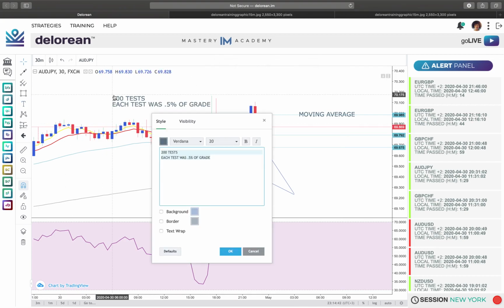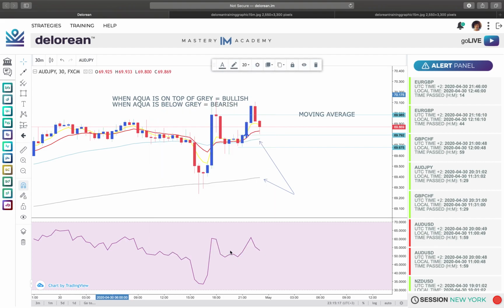Let me write this out so you have this. Okay, when the aqua is on top of the gray, it's bullish. Okay, when aqua is below gray, it is bearish. Those are the only two scenarios, and if they're crossing over one another at the time of taking the trade, I don't recommend taking the trade anyway.